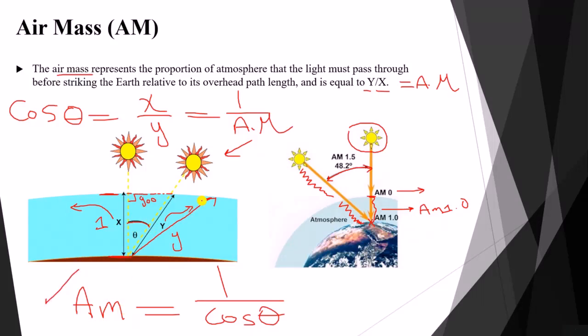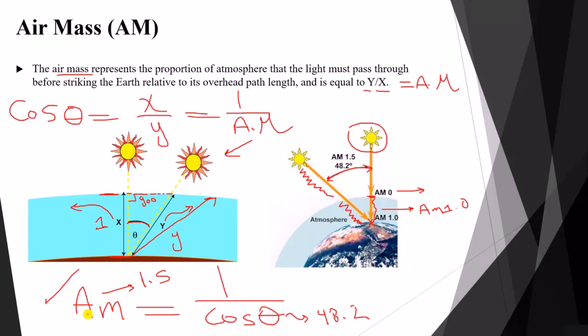Usually the standard values in PV panels, the standard conditions at which we take our measurements, are at air mass equal to 1.5. So when air mass is 1.5, these are the standard values. What does this mean? It means that the angle theta will be equal to 48.2. So 1 over cosine of this angle will give us 1.5 air mass.